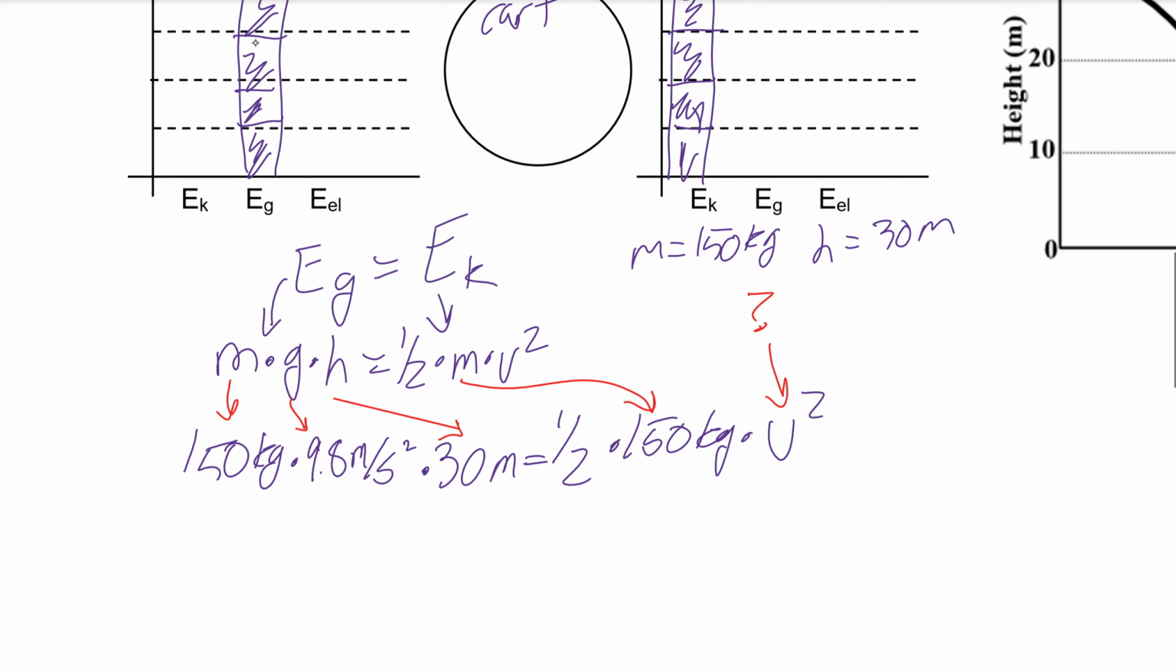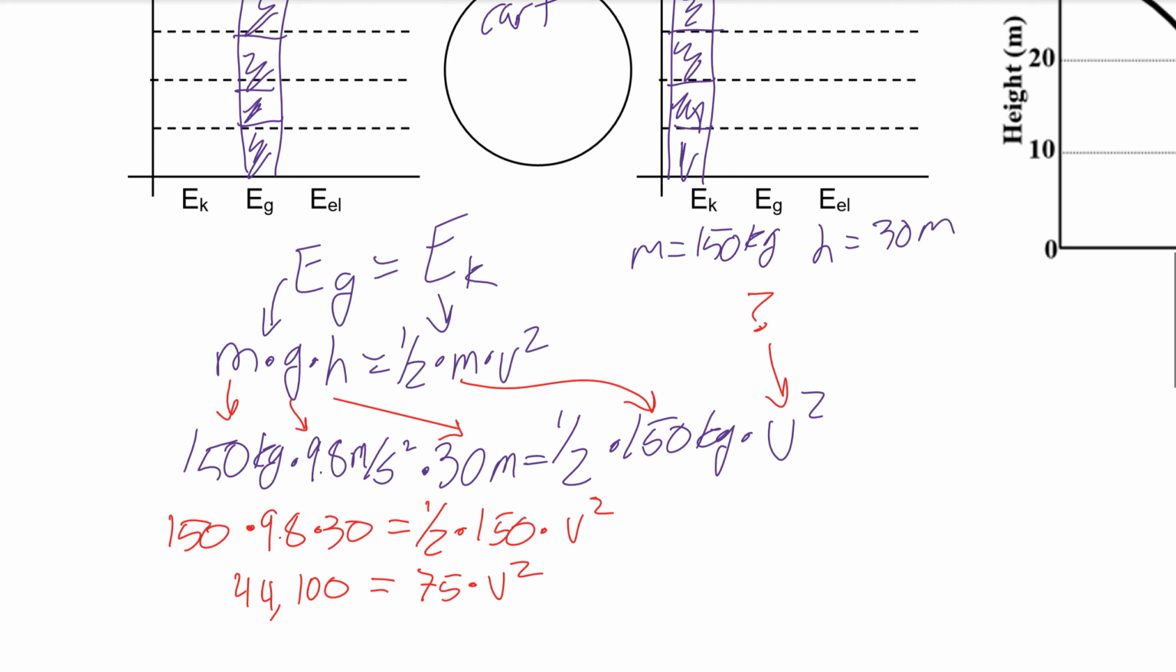Now I just need to solve for V squared. But again, I'm going to drop the units. And so now I have 150 times 9.8 times 30 equals 1/2 times 150 times V squared. That looks a lot easier to solve now compared to what it was before. So what I'm going to do now is calculate these in my calculator, and then I'll write the answers right here. So the left-hand side equals 44,100, and this side equals 75 times V squared.